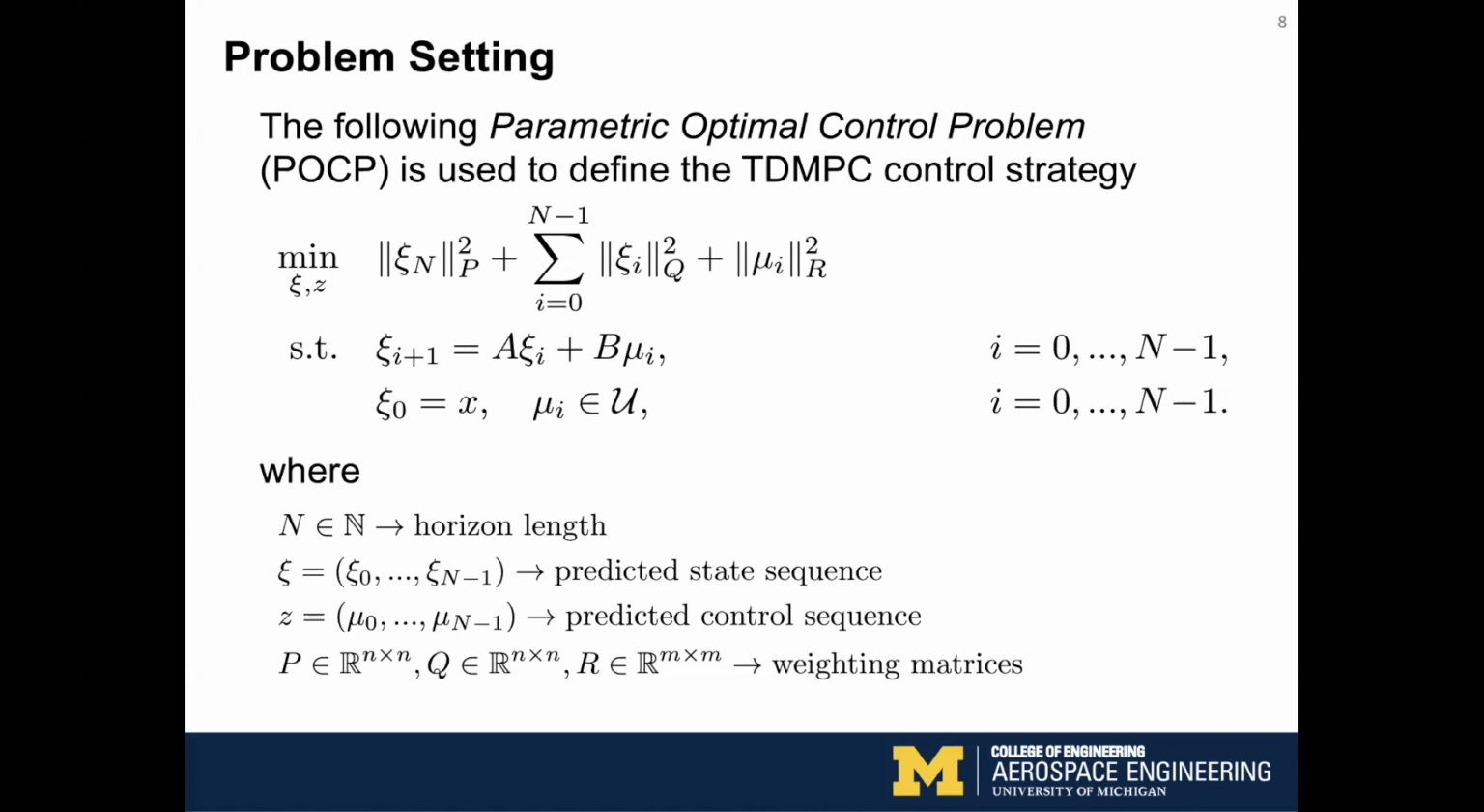Shown here is the following parametric optimal control problem that defines our MPC strategy. It's a fairly traditional linear quadratic MPC strategy that you might find in many places, where we enforce our input constraints explicitly in this inclusion here. While we don't enforce the state constraint explicitly in the optimal control problem, we will implicitly satisfy the state constraints by ensuring that we stay within an invariant set that lies within our state constraint set.